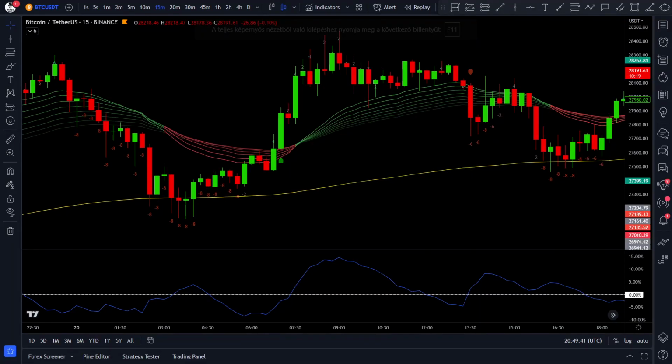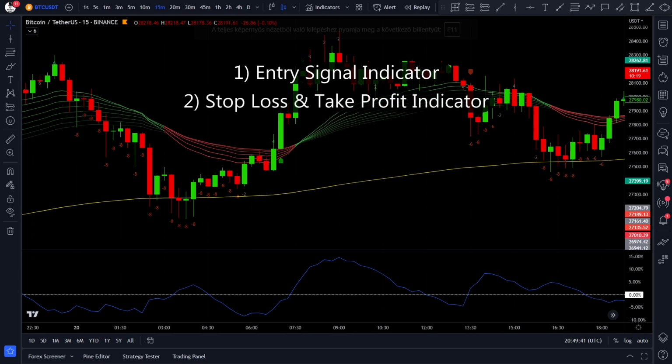For this strategy, we will be using a variety of indicators to make sure our strategy is as robust as possible. First of all, we will need an entry signal indicator, and luckily we already have that, the Lorentz classification. Moving on, a stop loss and take profit indicator is needed to help manage the positions. I will also be looking for a trend filter that shows the general trend of the market and helps us to avoid counter trend trading.